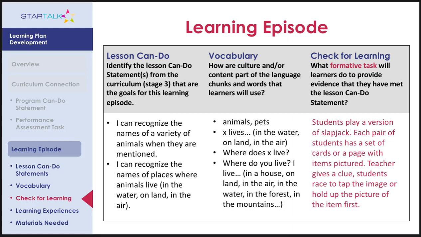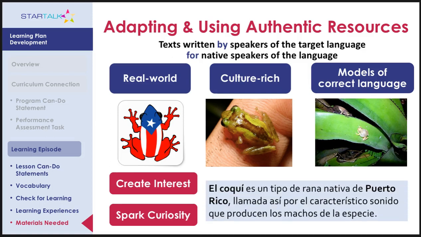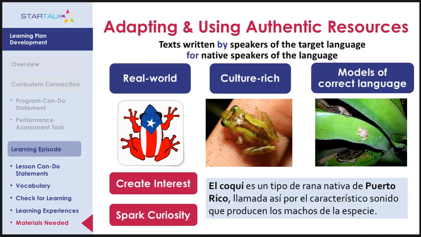These lessons and learning episodes are based on authentic text to the greatest extent possible, because authentic resources, text written by speakers of the target language for speakers of the target language, are real-world examples of language. They embed culture in natural ways. And for our more advanced learners, they are being exposed to models of correct language in authentic ways. They create interest and spark curiosity as learners engage.